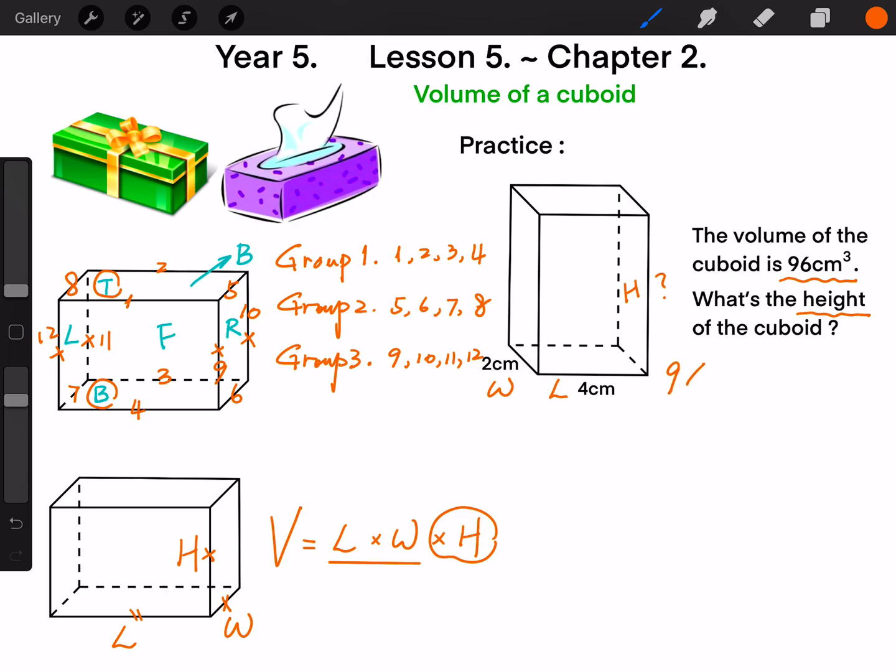Volume of a cuboid equals length times width, and then times height, which means 96 equals 8 times h. So h equals 96 divided by 8.